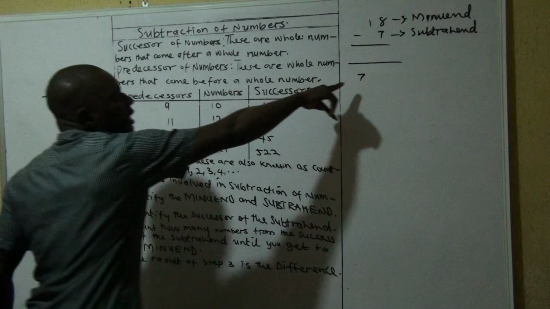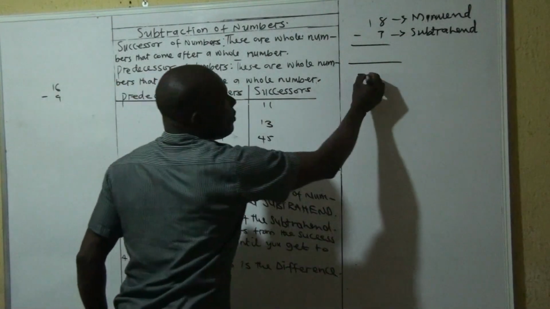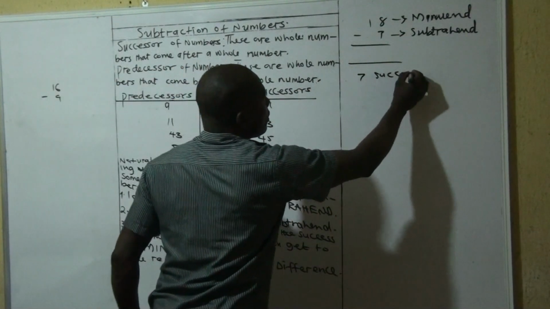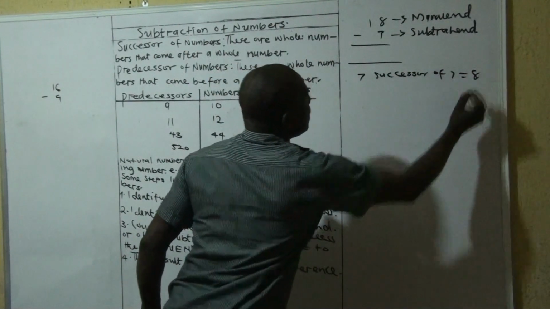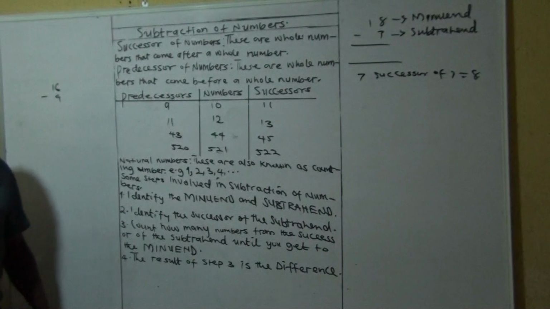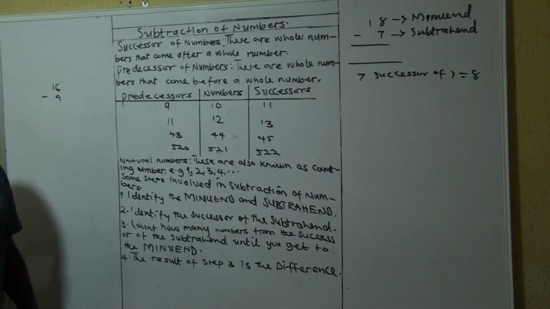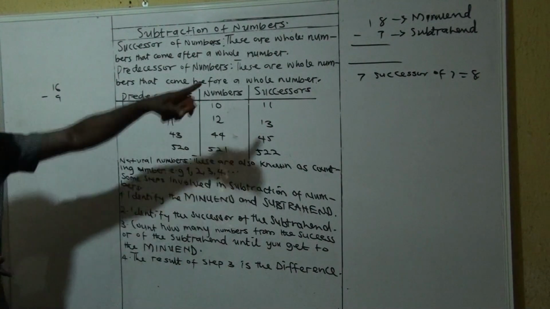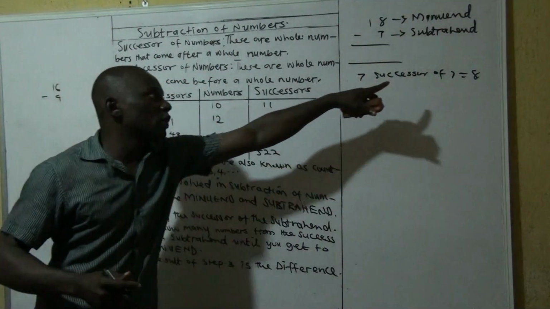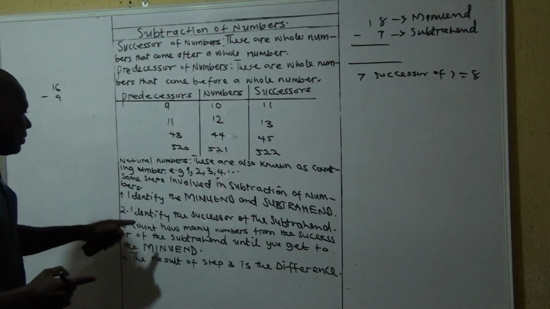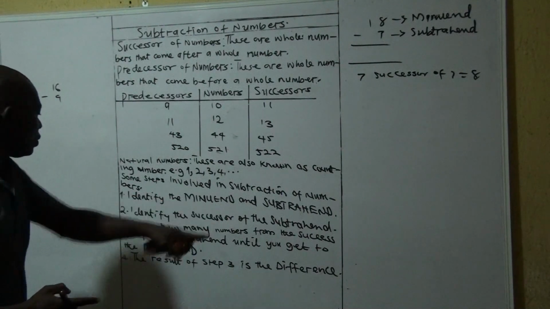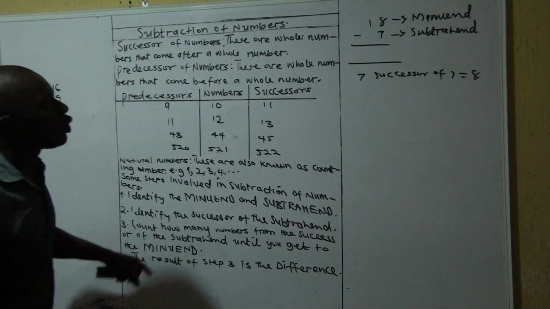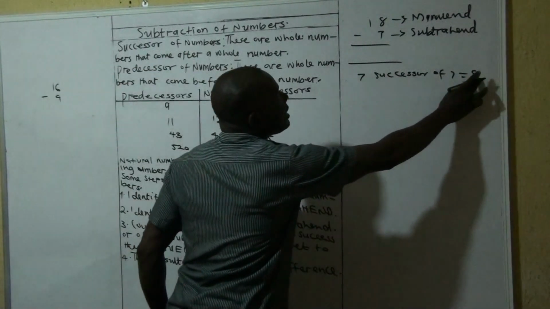Which number will succeed 7? So the successor of 7 is 8. So that's what you do. You identify the successor of the subtractand, the successor is 8. Then, count how many numbers from the successor of the subtractand until you get to the minus. So we're going to count here from 8 to 18.